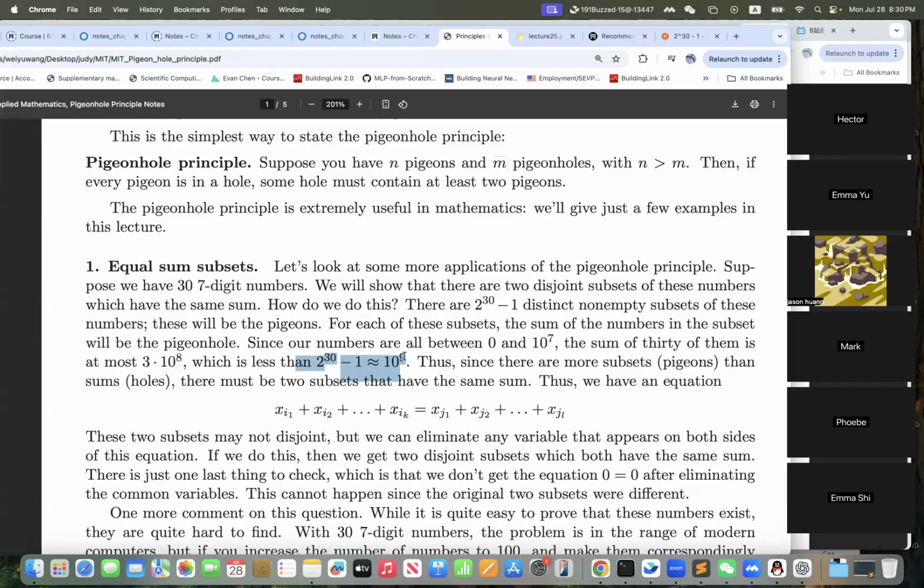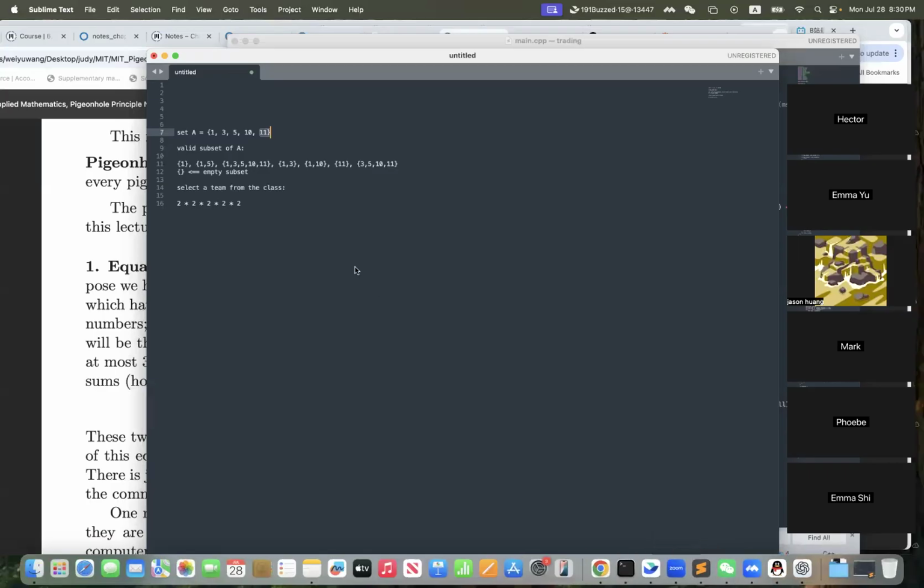Yeah, I know it's quite a convoluted thought. Maybe Emma, can you briefly summarize or explain why 2 subsets must have the same sum? I don't really understand. You don't really understand. Okay, so let's follow this step by step. Say you have 30 numbers, right? 30 numbers.